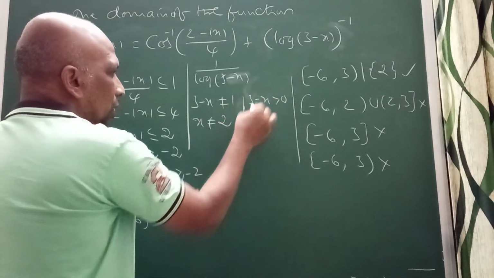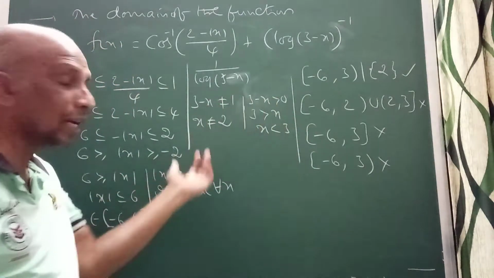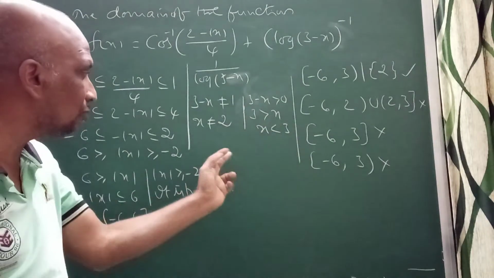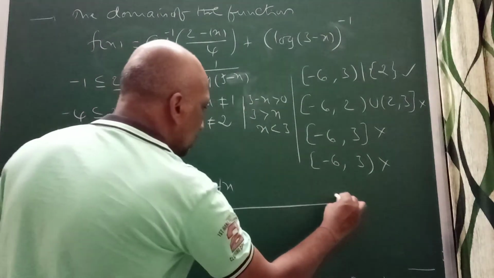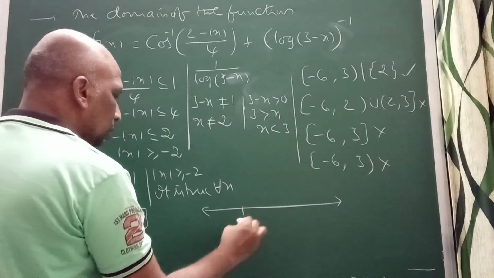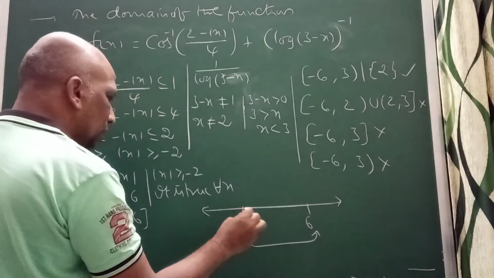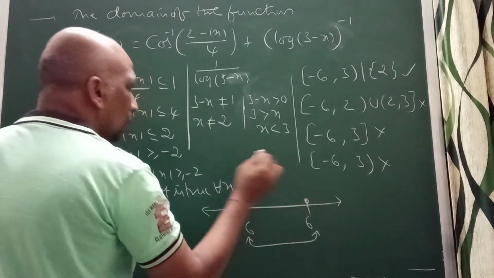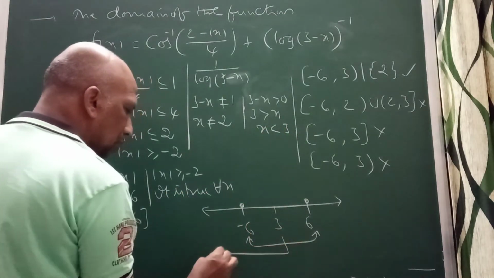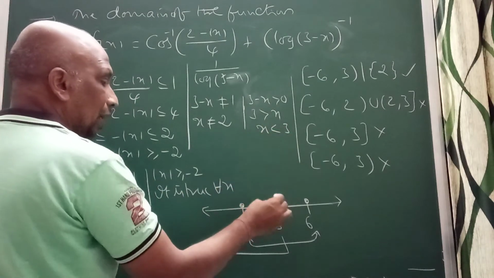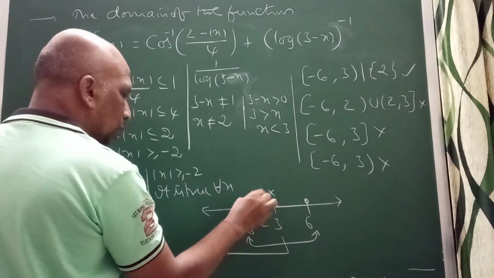Then what you observe here, you will get 3 greater than x. That means x less than 3. It should be less than 3, not equal to 2. Correct. If we combine these two answers on the real line, so we got here minus 6 to 6 including these two. I got this. And here less than 3, somewhere 3 you can consider here. Less than 3, not including 3. And 2 I don't want here. Correct. 2 I don't want here.